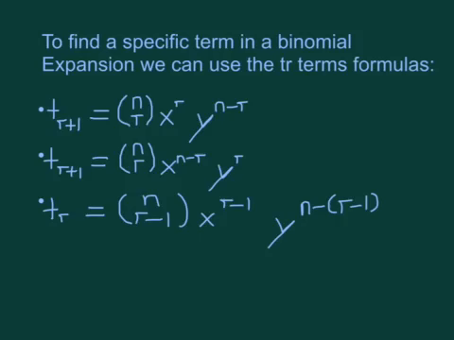And now we are going to learn about the Tr terms formula a little. To find a specific term in a binomial expansion, we can use the Tr terms formula. So we have 3 different formulas for this. The first one is T(r plus 1) equals nCr, x to the power of r, y to the power of n minus r. So you should be asking yourself, what does this mean?